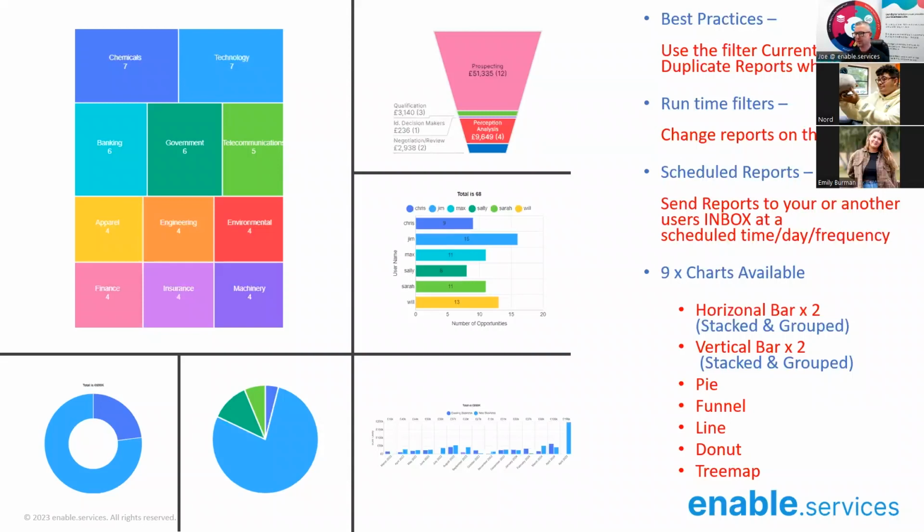Or maybe first in the morning, before even logging into Sugar, I'm looking at my mobile and I get my email with my Sugar report for that day, what meetings I got that week. 9 different types of reports, charts even, available, stacked and grouped, are very popular, but also pie, funnel, line, donut, and tree map. Okay, very good reports, all of them.